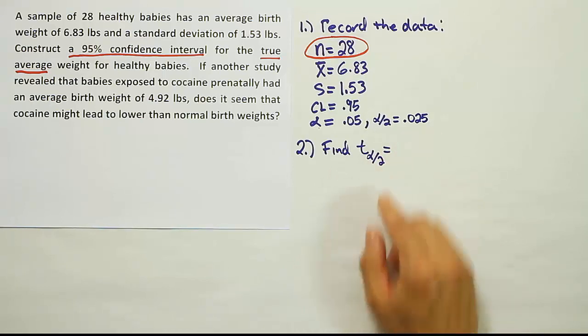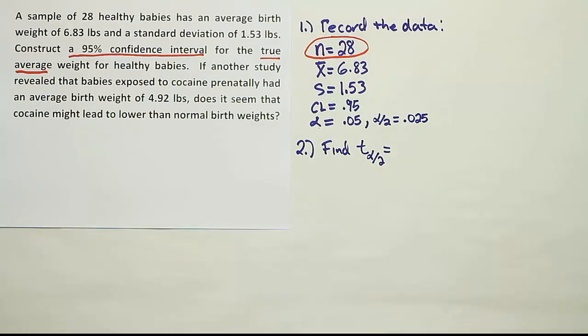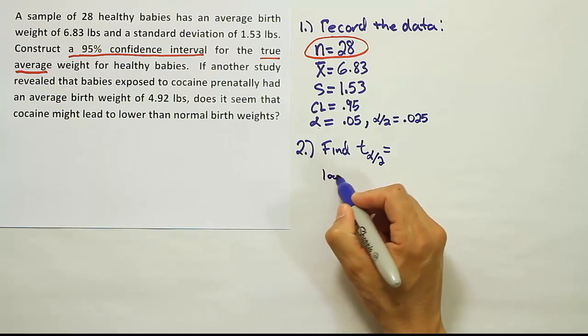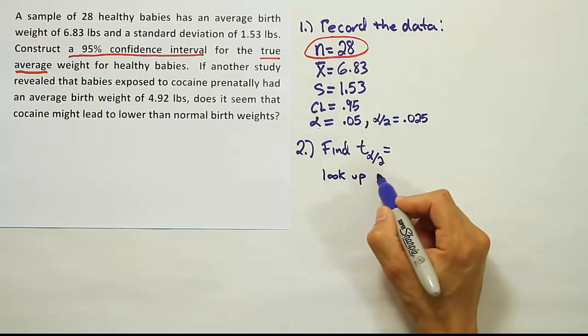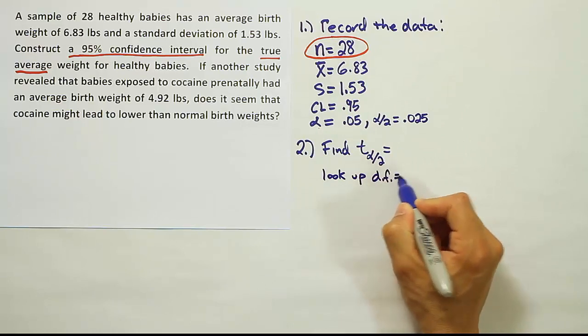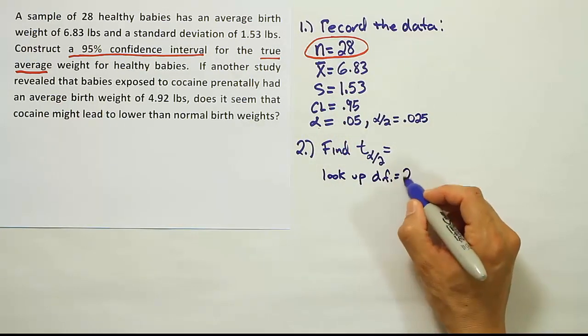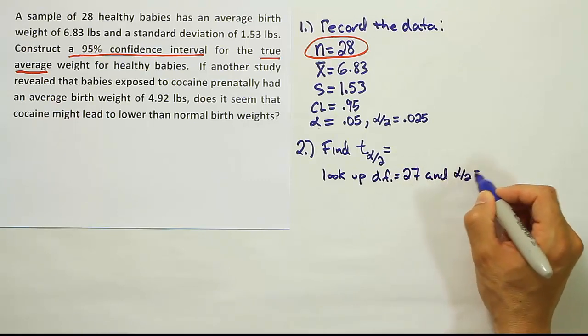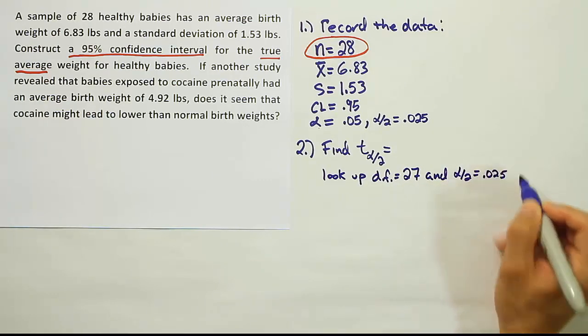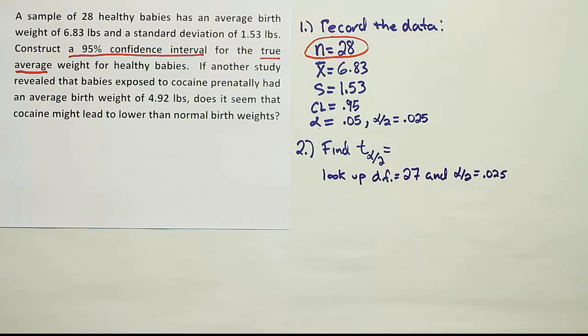And then we need the degrees of freedom. So what I'm going to do is write down the steps. We're going to look up degrees of freedom 27. Remember, degrees of freedom is just n minus 1. So look up degrees of freedom 27 and alpha divided by 2 equal to 0.025. And that's how we're going to get our T alpha divided by 2 value from the T table. Let's go do that right now then.